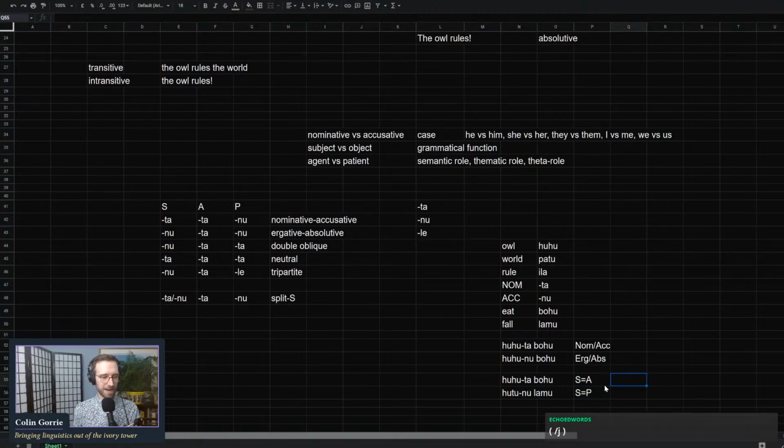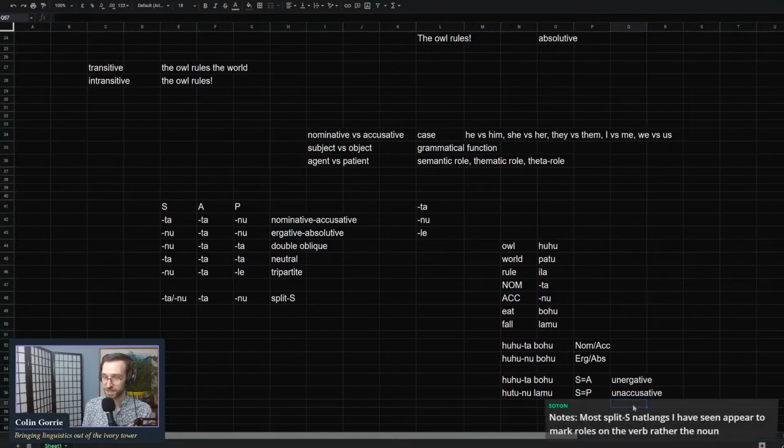These predicates where S is more agent-like are called unergative. And again, I deeply apologize for this terminology. And the ones where the subject is more patient-like are called unaccusative. Again, apologies for the terminology. Okay, so split S. So S can be either A or P, depending on the properties of the predicate.